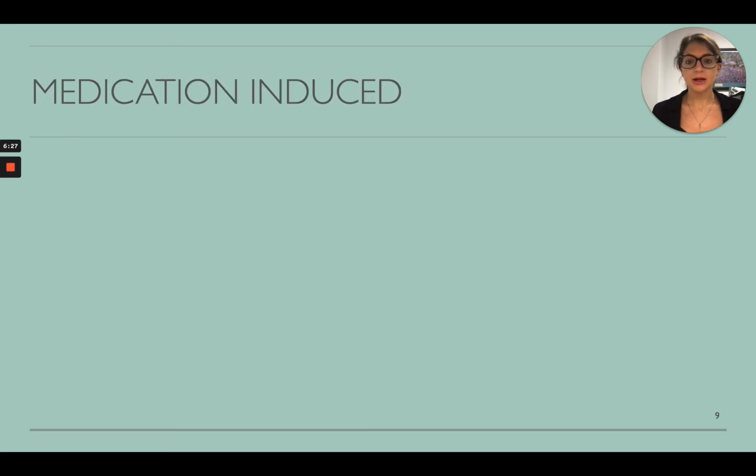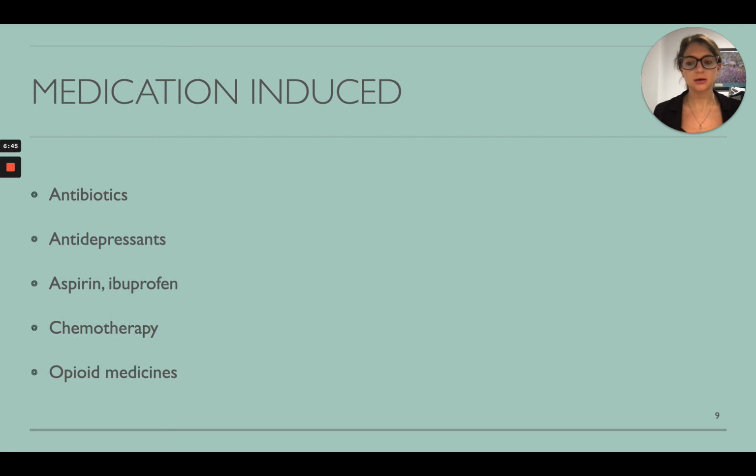And then there are medications that can induce nausea and vomiting as well. So antibiotics are a common cause. Antidepressant medications, aspirin, ibuprofen, especially taking these on an empty stomach. Chemotherapy is going to be a common cause of nausea and vomiting. And then opioid medicines or pain medicine. So again, specifically taking these medications on an empty stomach, so the antibiotics, the antidepressants, aspirin, ibuprofen, and then opioid medicines can induce nausea and vomiting, especially when taken on an empty stomach.